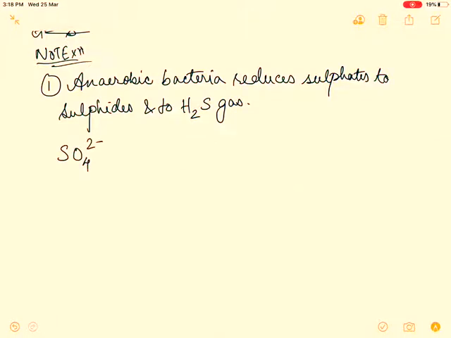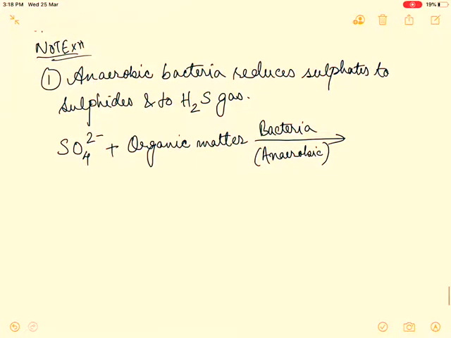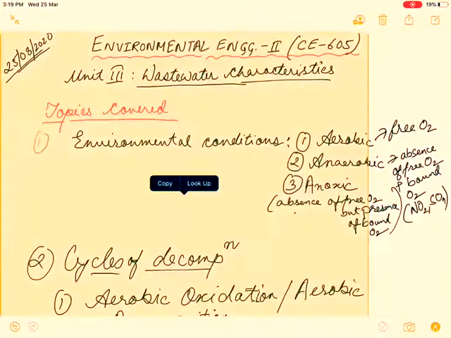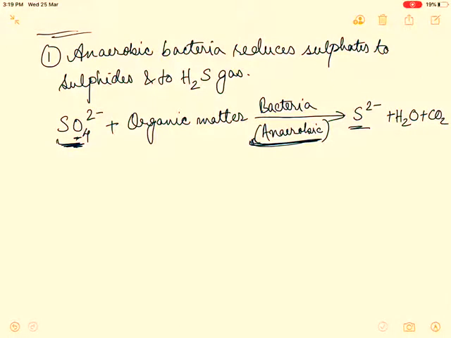So this is sulfate ion, plus organic matter, and there will be bacteria, this is anaerobic bacteria. So reduction is taking place, so this process is called reduction, it's not oxidation. Okay, see, oxygen will get removed here, so you get sulfide. Sulfide ion is obtained along with some byproducts. So from sulfate, anaerobic bacteria reduce it, by the process of reduction sulfide is obtained.